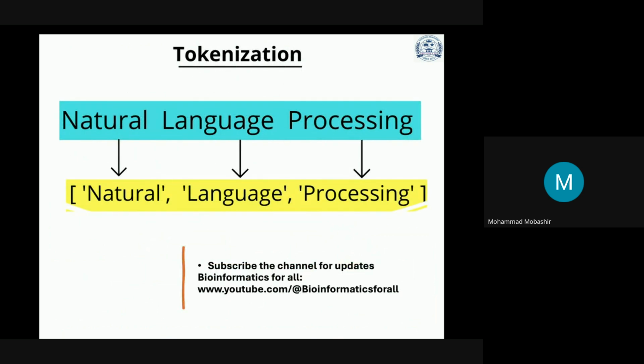Another example of tokenization: natural language processing has 3 words, which means it has 3 tokens. And the tokens can be written in computational code something like this, as you can see.